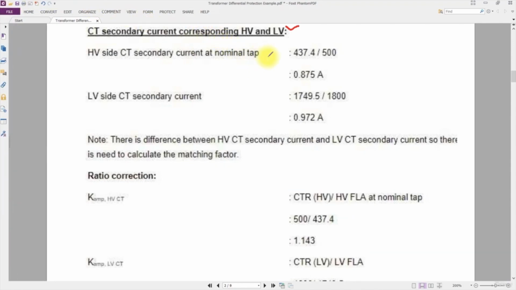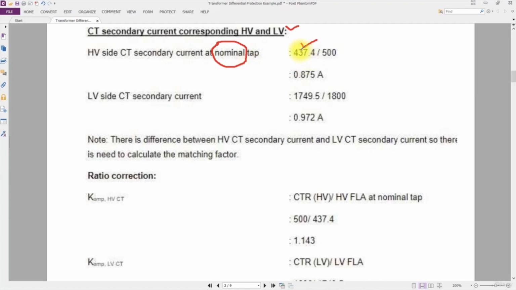We have calculated the full load amperes at the HV side as 437.4 amps. So this is the full load amperes, and we are doing these calculations at the nominal tap, the tap at which the voltage is the rated voltage, 132 kV on the high side and 33 kV on the low voltage side. So we are doing our calculations at the nominal tap.